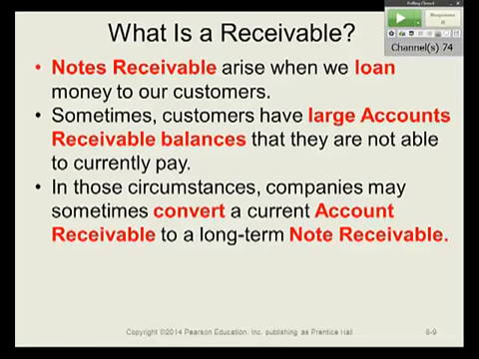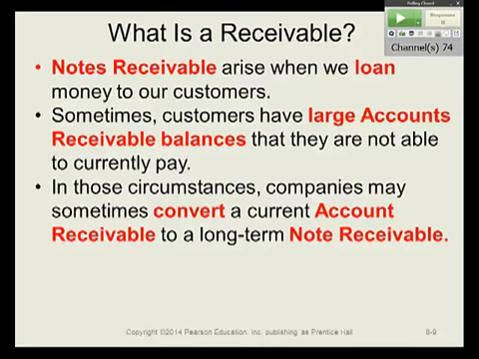You could also have notes receivable in some cases where, let's say you have a customer with an account receivable and it's due in 30 days, and they say, well, I really can't pay you now. Could you extend the period that I would have to pay? You may actually give them a note to sign as a promise to pay. That's a big difference between an account and a note.